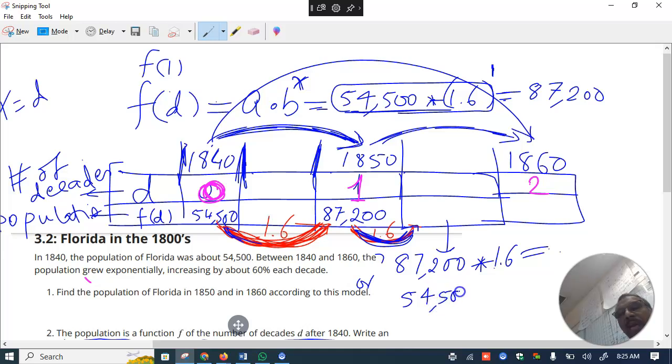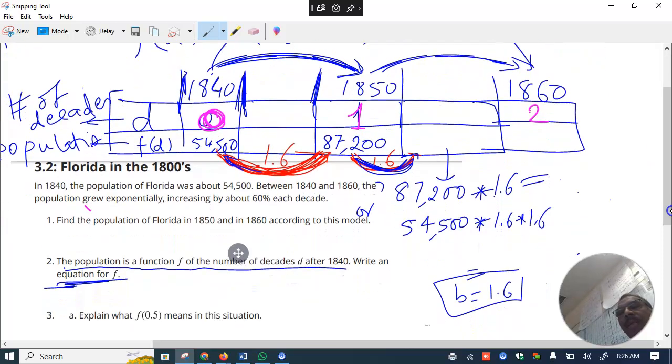54,500 is what you had in the beginning, and then you multiply 1.6 times 1.6. So multiplying 1.6 by itself, check what answer you get. Do you get 139,520? Yes or no? Oh no, I should write it here. 139,520. Is this correct?